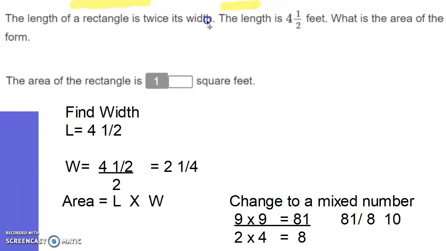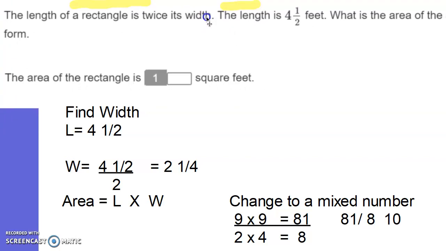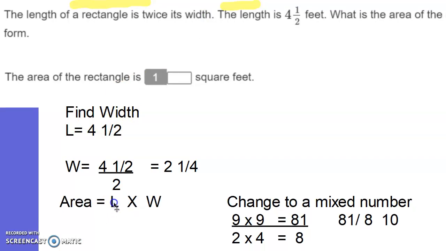The length of a rectangle is twice its width. So we know the formula for area is length times width. So now this is what it says. The length is twice its width. So if the length is 4 1/2, we have to cut it in half in order to get to the width.